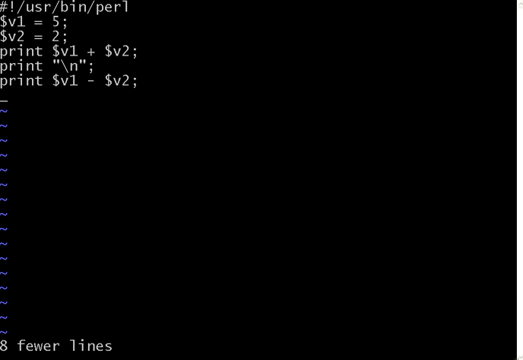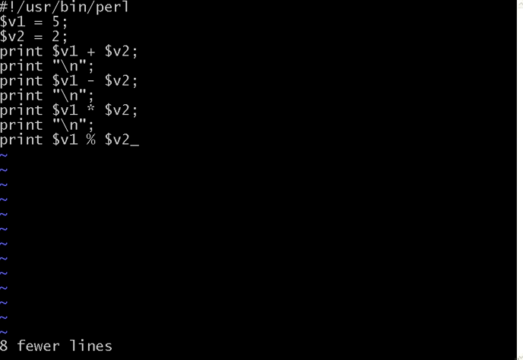You could see Perl using almost the same syntax as C language. So if you know C, or if you know C shell scripting, learning Perl is very simple. Again, multiplication, $v1 star $v2, print backslash n. Division, print $v1 percentage $v2, print backslash n, just to make a line break.